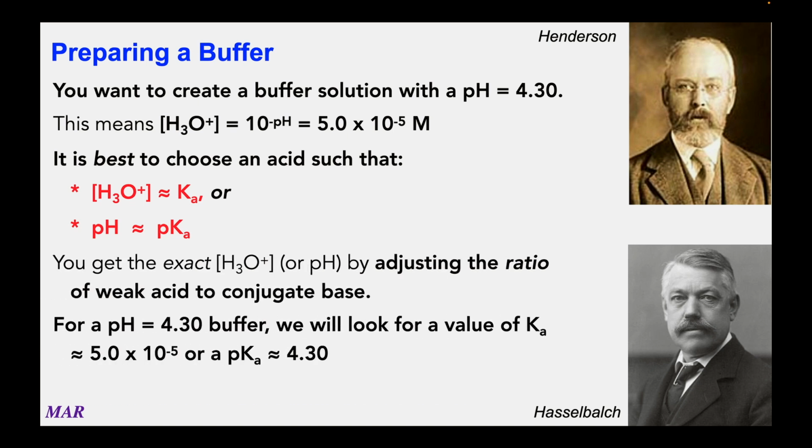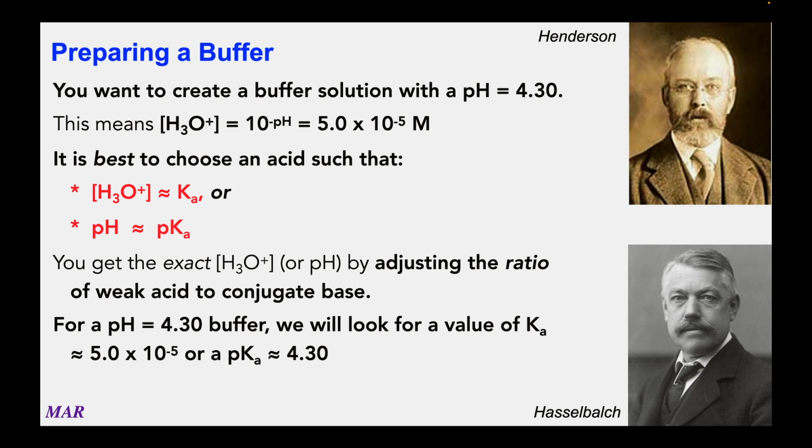But of the choices we have, we would like hydronium to be about equal to Ka, or pH about equal to pKa. Because remember, HH is all about pH equals pKa plus log base over acid. And if you start with a pKa which is close to your pH, that'll be a good start, and then you can fine-tune the ratio from there. But if you only have Ka values, then you want a Ka which is close to hydronium.